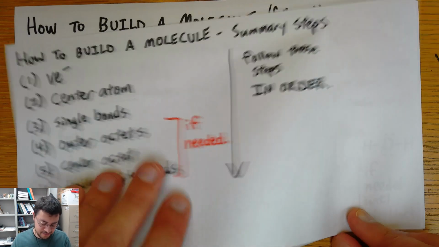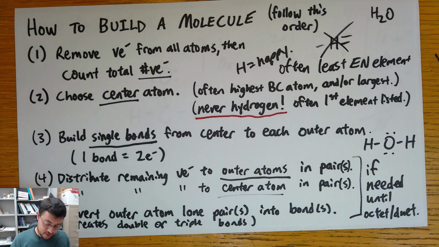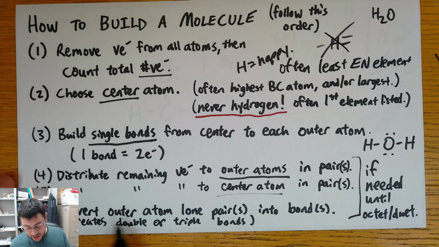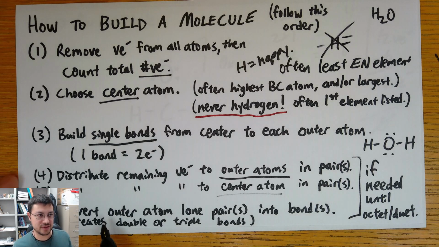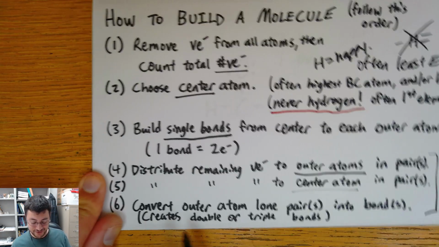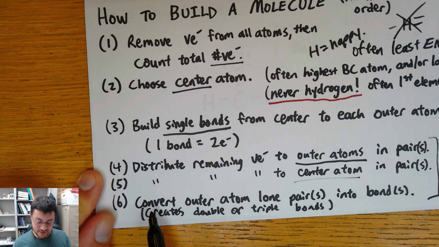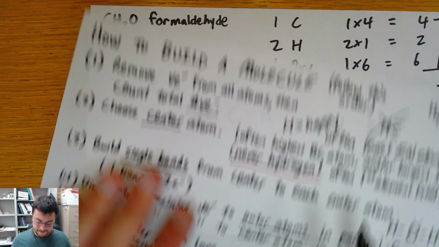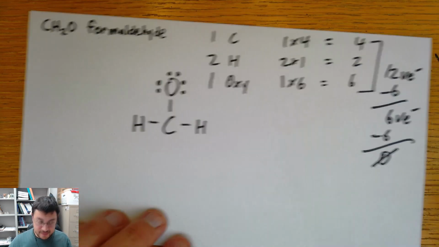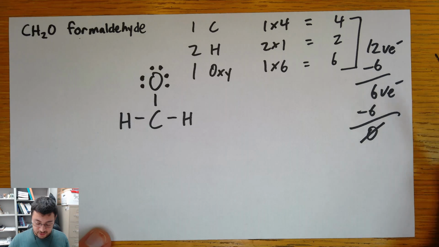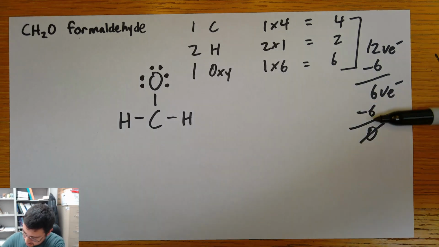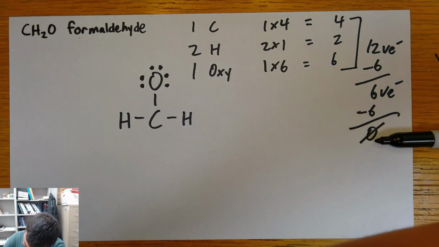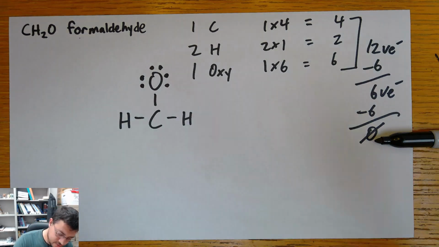What does that mean? Well, that means convert outer atom lone pairs into bonds. Okay, great, Josh. I don't really understand what that means. All right, so I'll have to show how that works. Again, converting an outer atom lone pair into a bond. So here's what I mean by that. I'm going to use orange here.